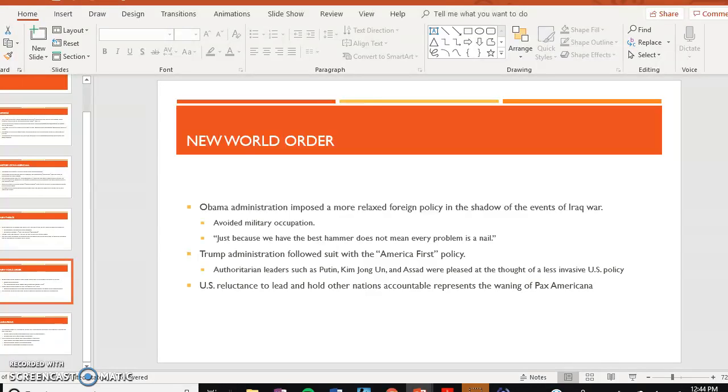Okay, and then we step into the Obama administration, and the foreign policy became much more relaxed than what we saw in the Iraq War. We avoided military occupation. Obama's words were, "Just because we have the best hammer does not mean that every problem is a nail." We saw how dramatic the Iraq War was, and so we stepped back.